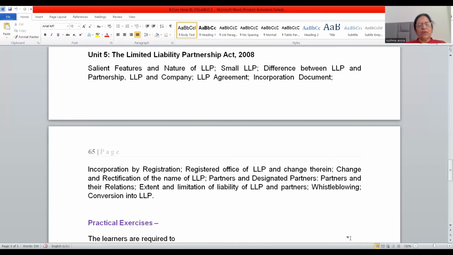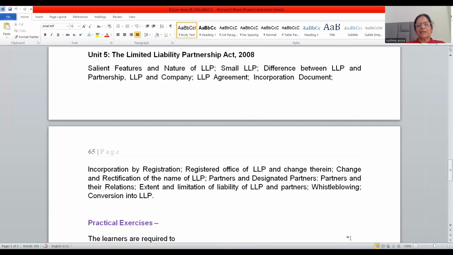Change and rectification of the name of LLP. LLP has been set up with particular name, and now the LLP partners want to change some name, or the registrar finds that the name is not desirable in the opinion of the central government. Then LLP partners need to change that name. What is the procedure for that? Okay, so that also you will discuss under the LLP Act.